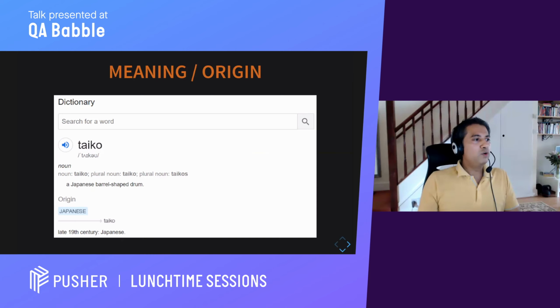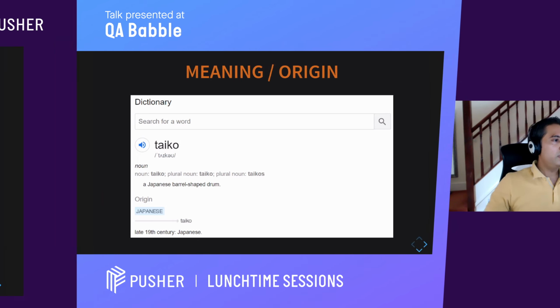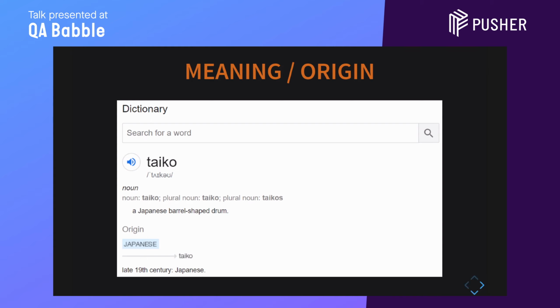So what does Taiko mean? Taiko actually is a Japanese barrel-shaped drum, and I will slowly come to what it means.